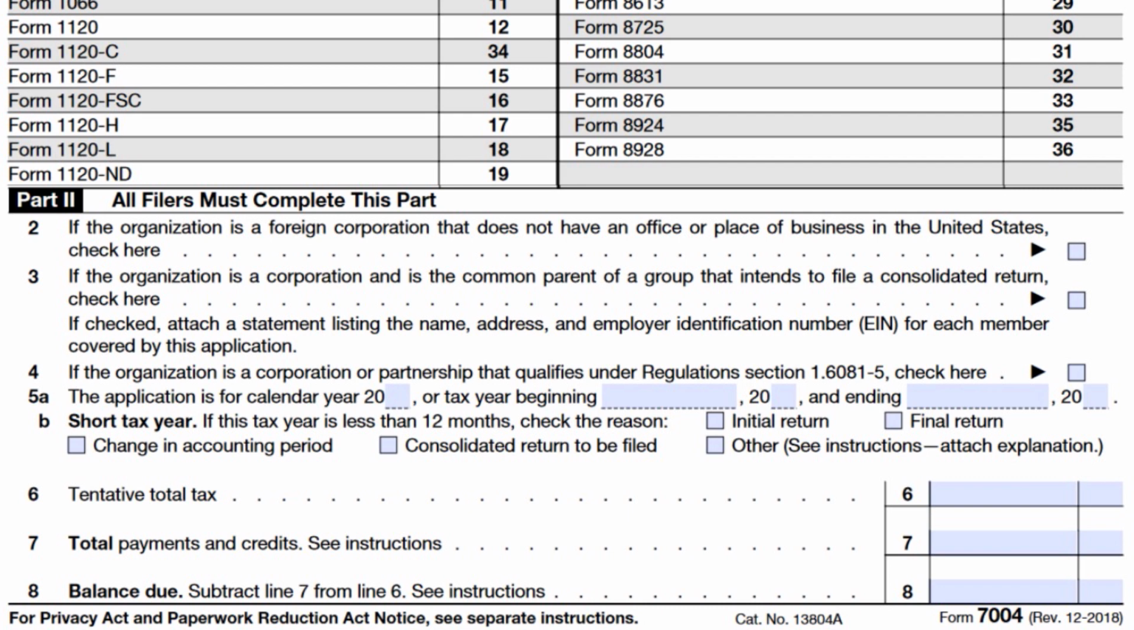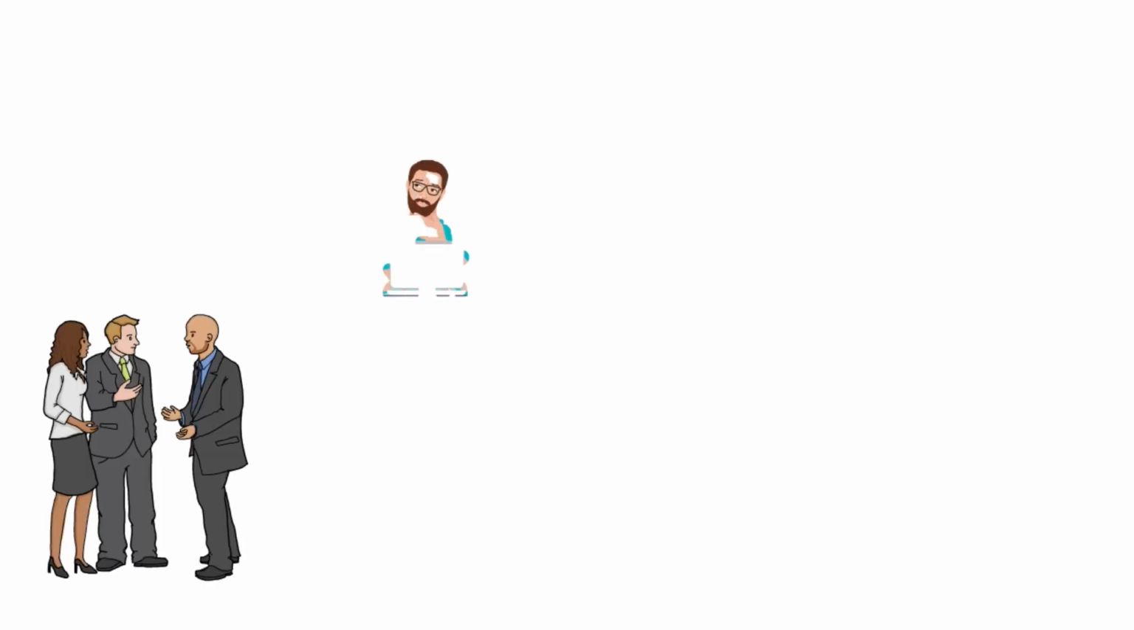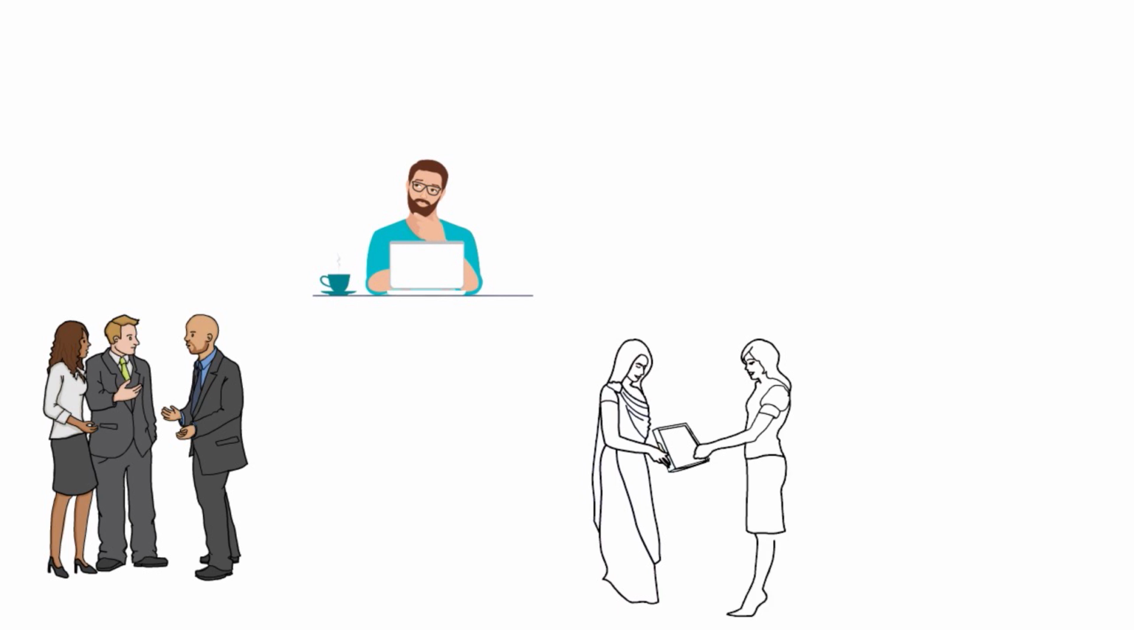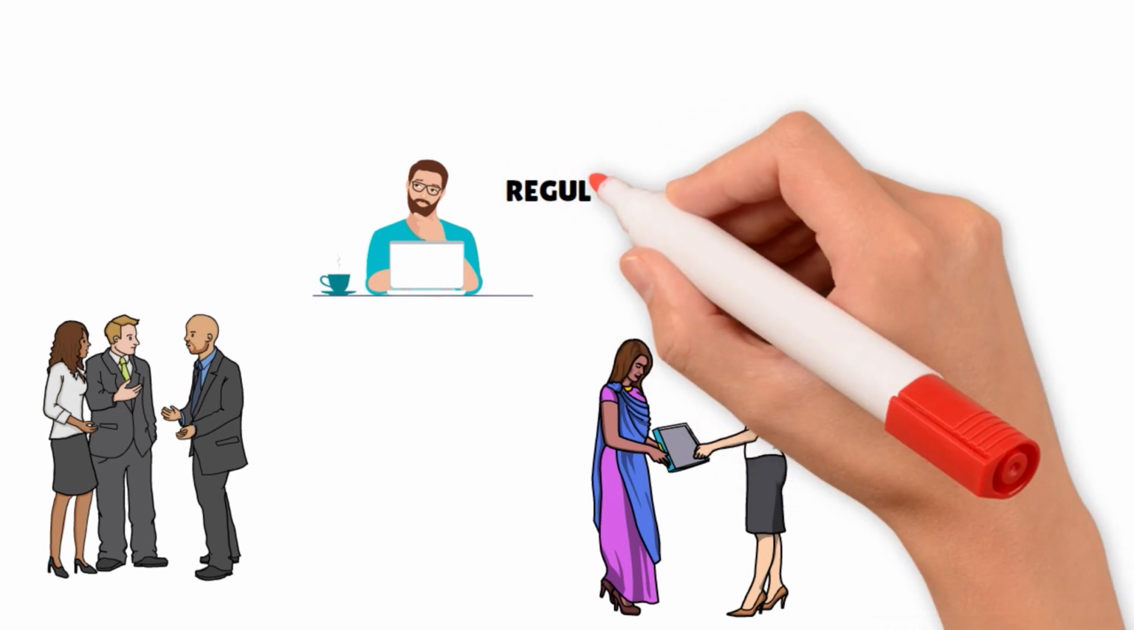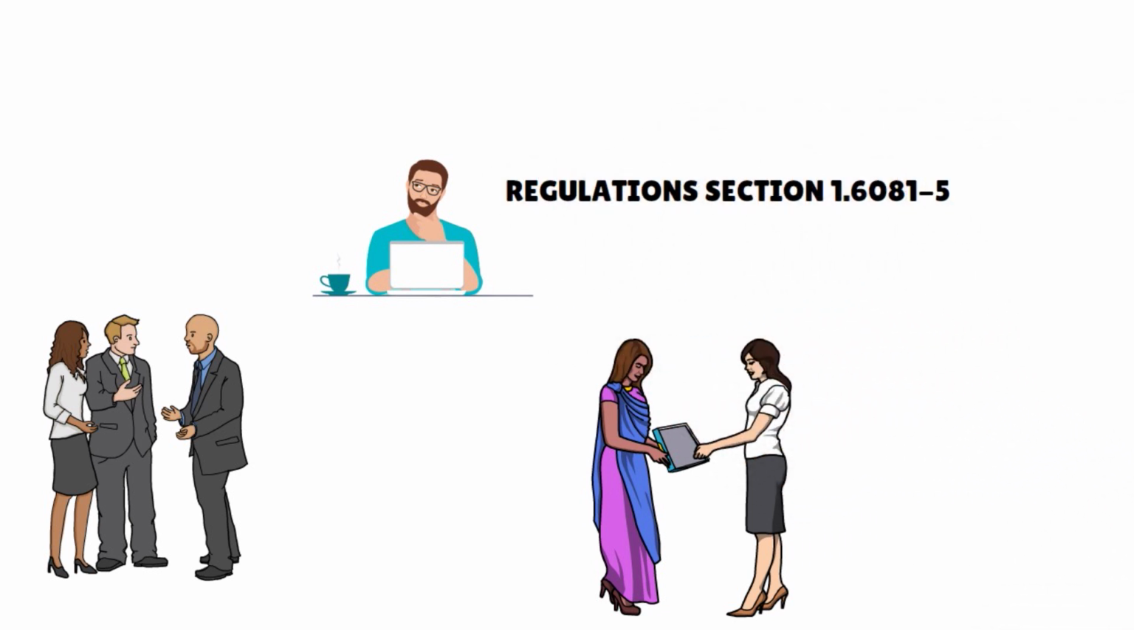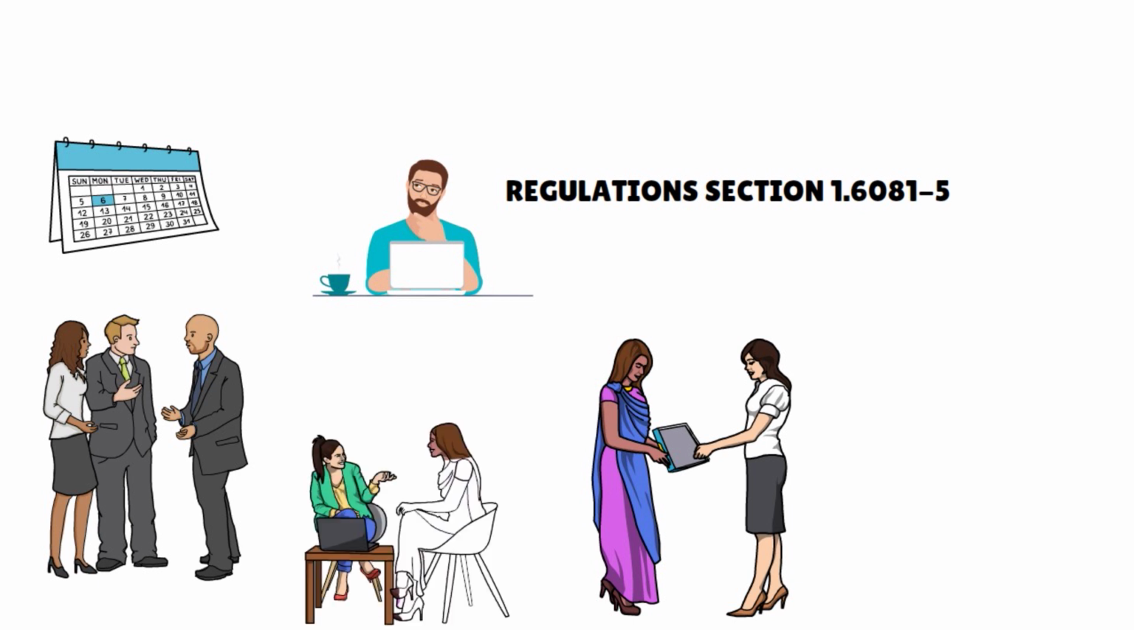So once you have identified the return that you are requesting an extension for, you will need to provide the IRS with some basic information about your company. So if your organization is a foreign corporation that doesn't have an office or place of business in the United States, if your organization is a corporation and is the common parent of a group that will be filing a consolidated return, if the organization is a corporation or a partnership that qualifies under regulations section 1.6081-5, if the dates of your calendar and tax years are different, and if you are filing a short tax year and why.